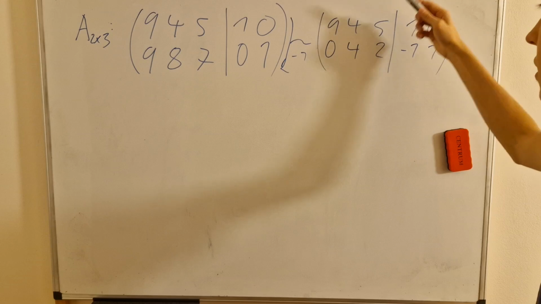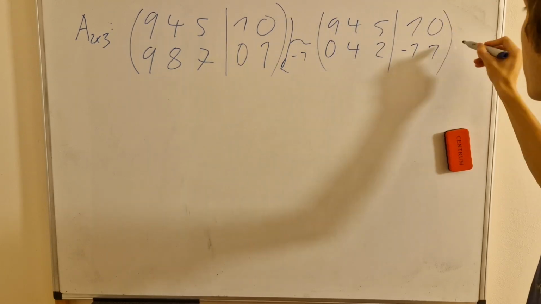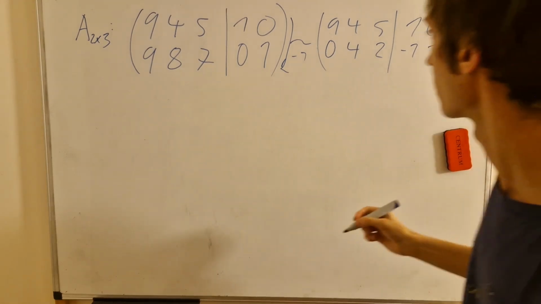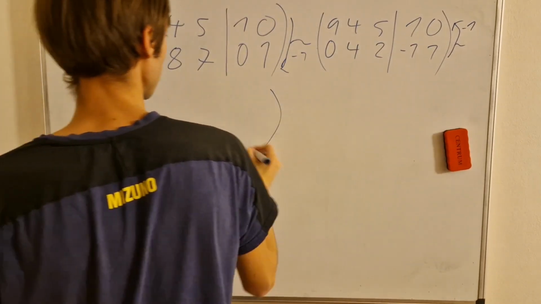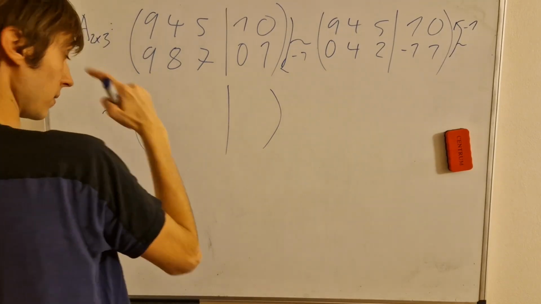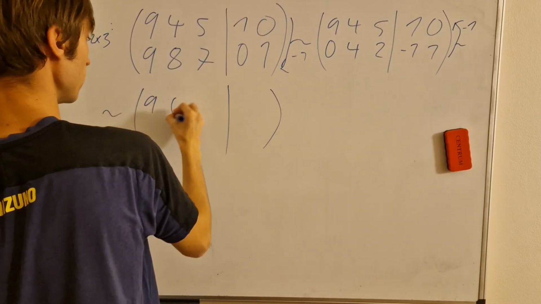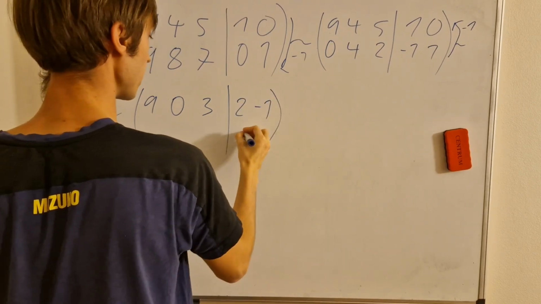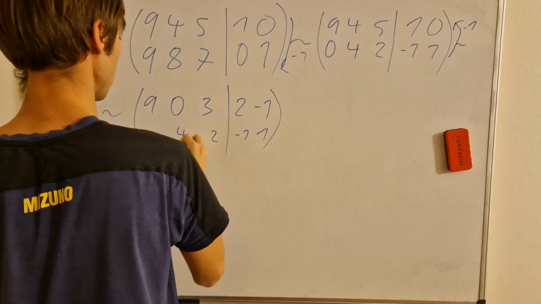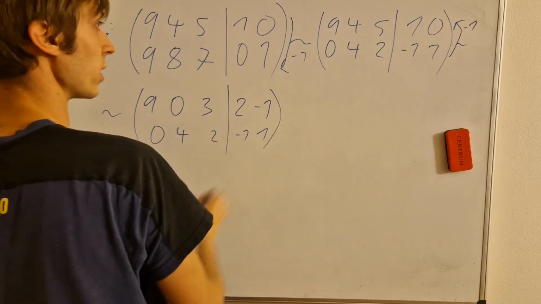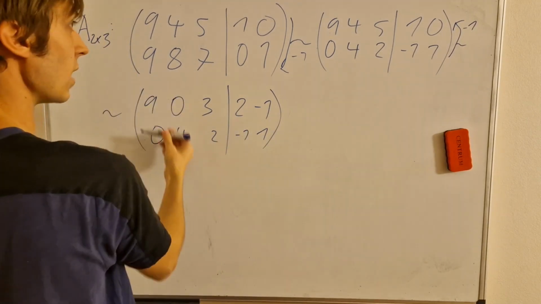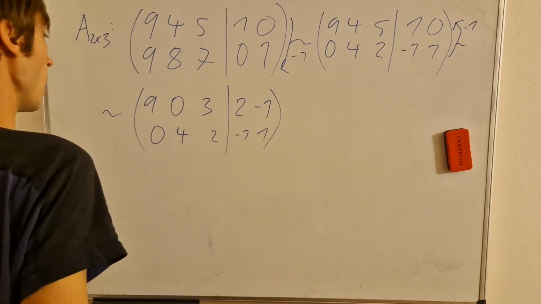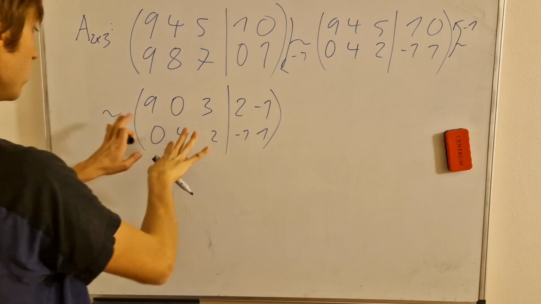Now let's subtract the second one once into the first. So add the second one minus 1 times to the first one. So we'll get 9, 0, 3, 2, minus 1. And the second one stays. 0, 4, 2, minus 1, 1 stays. And this is 9, 0, 3, 2, minus 1. And now we go to this state, we're almost there, sort of.